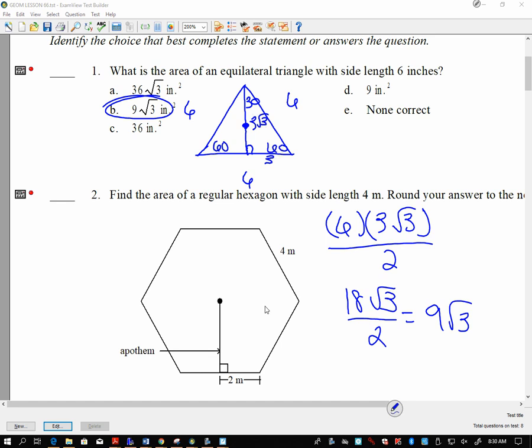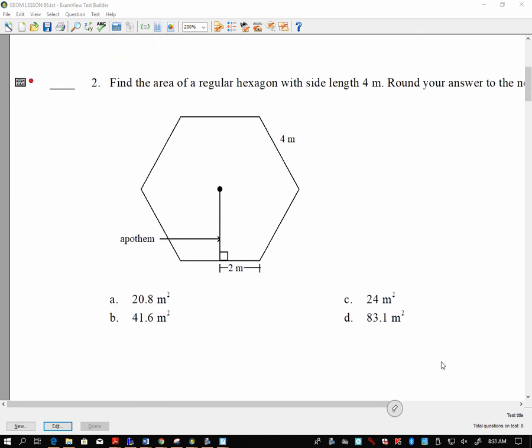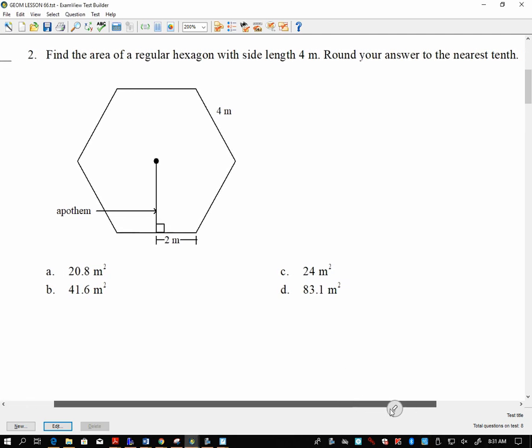Okay, let's do at least one more before we jump off of this and get into some homework questions. All right, number 2, what kind of shape is that? Okay, 6-sided, which makes it a hexagon. We want to find the area of this. We want to round our answer to the nearest tenth, that's what they round everything off to.